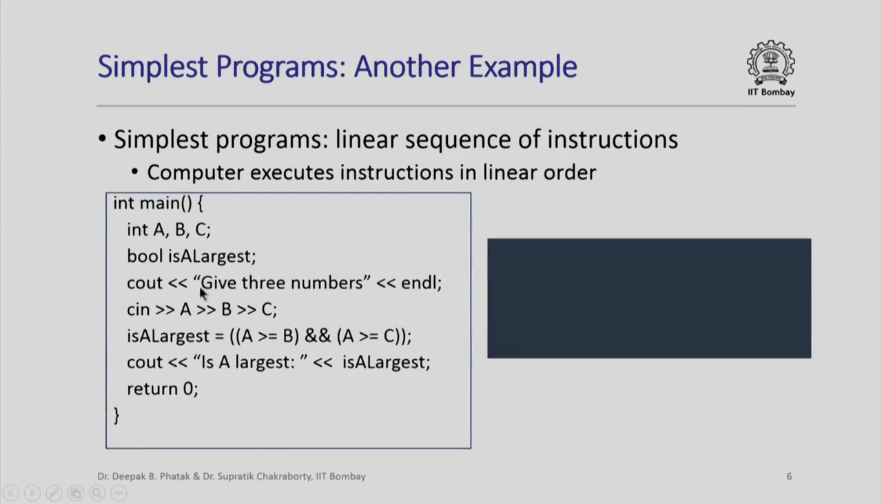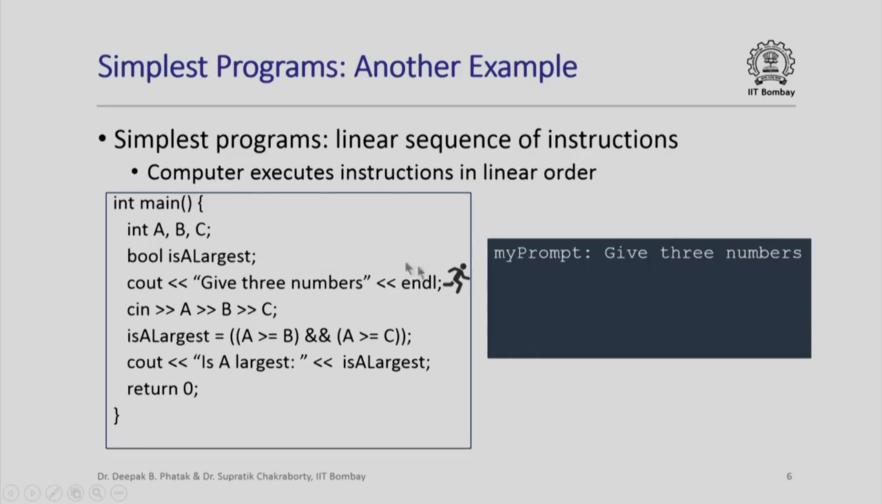This is our program which we have seen earlier that takes three numbers and tells us whether the first number read is the largest of the three. So here once again the first statement is a declaration, there is nothing for the computer to do. This basically tells the compiler how much storage to allocate for these variables. The second statement is also a declaration, this is saying is_a_largest is a boolean variable. So once again nothing for the computer to execute, this is just telling the compiler how much memory to allocate for this variable in memory.